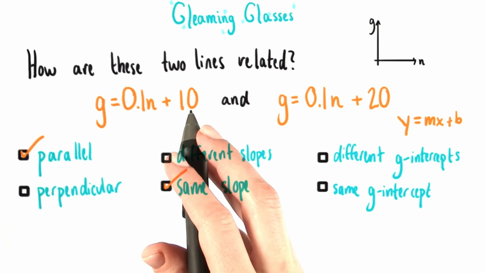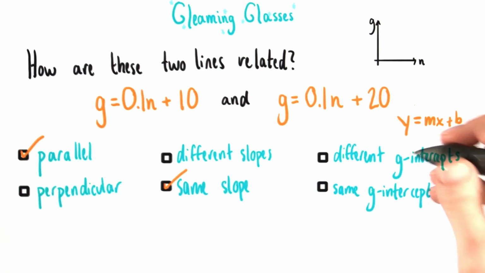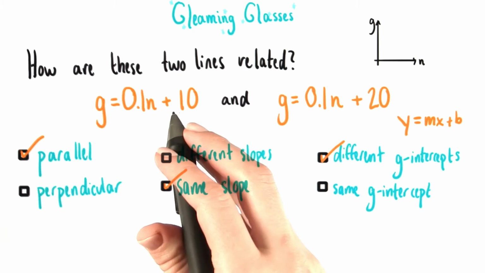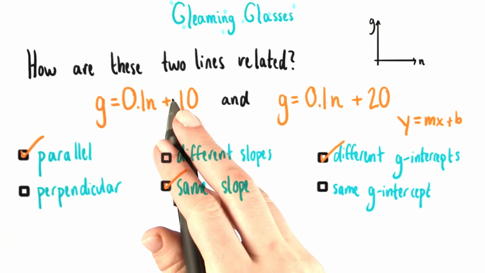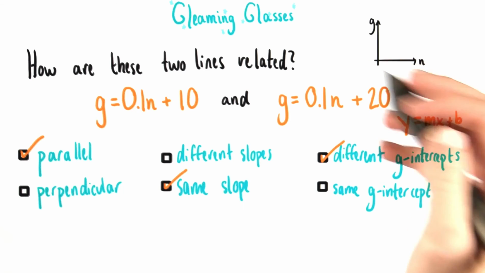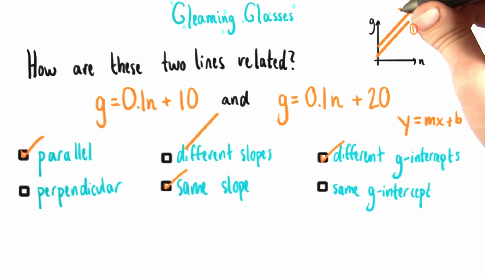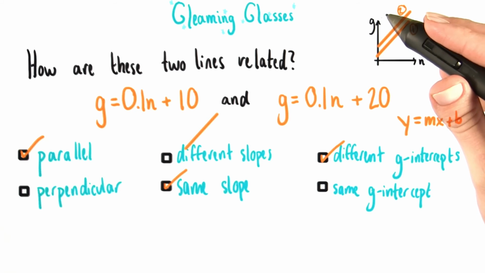What changed when we moved from the old situation to the new situation with the surplus solution was the g-intercept. We can find the g-intercept in each equation in the slot where b normally is in slope-intercept form. If I wanted to graph these pretty informally on my little sketch up here, I would have our first line like this, and the second line exactly parallel to it, but just shifted up on the vertical axis.